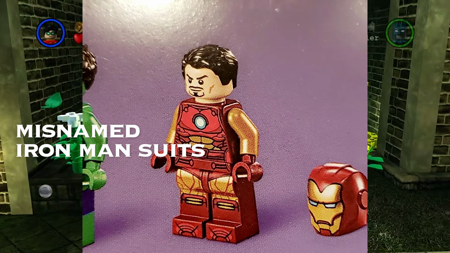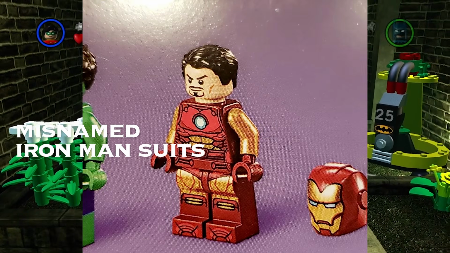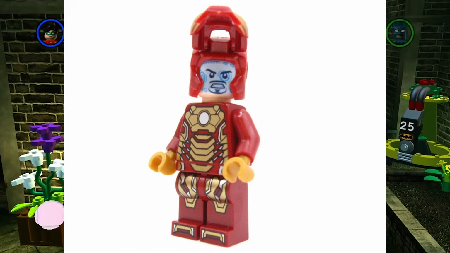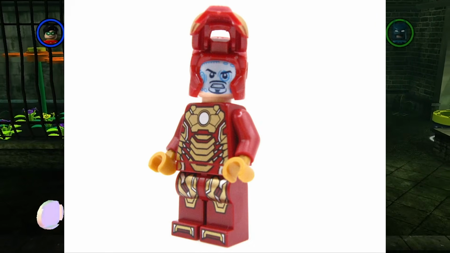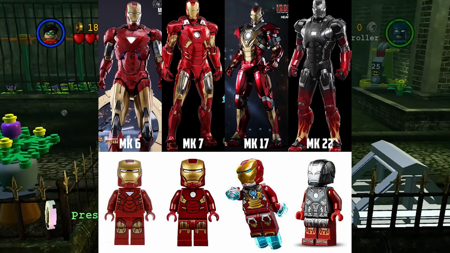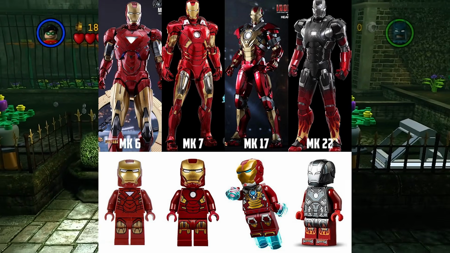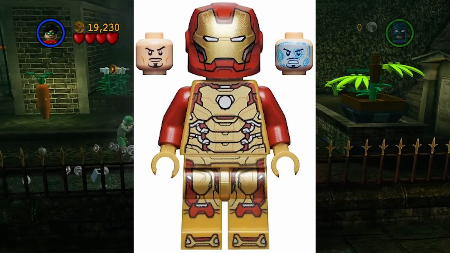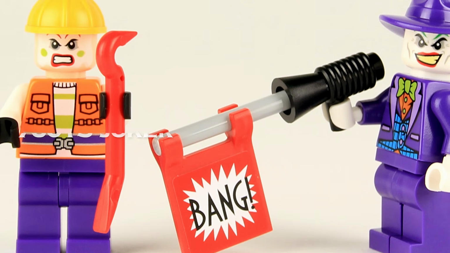Misnamed MCU Iron Man suits. This is another entry I can't find much information about, but I think the title's pretty straightforward. It would seem that there are some Iron Man minifigures that LEGO has incorrectly labeled, like in the MCU, this Iron Man suit is the Mark whatever, but LEGO accidentally refers to it by a different mark.